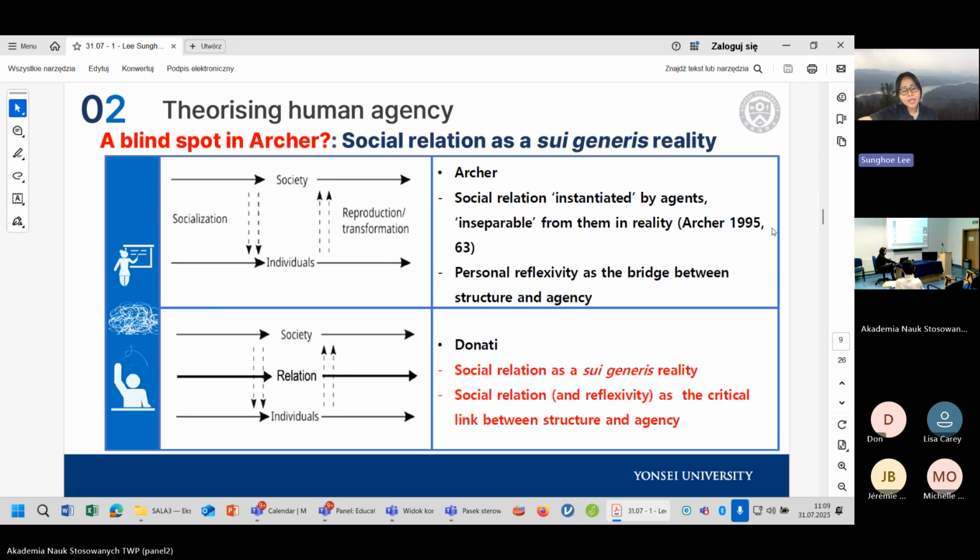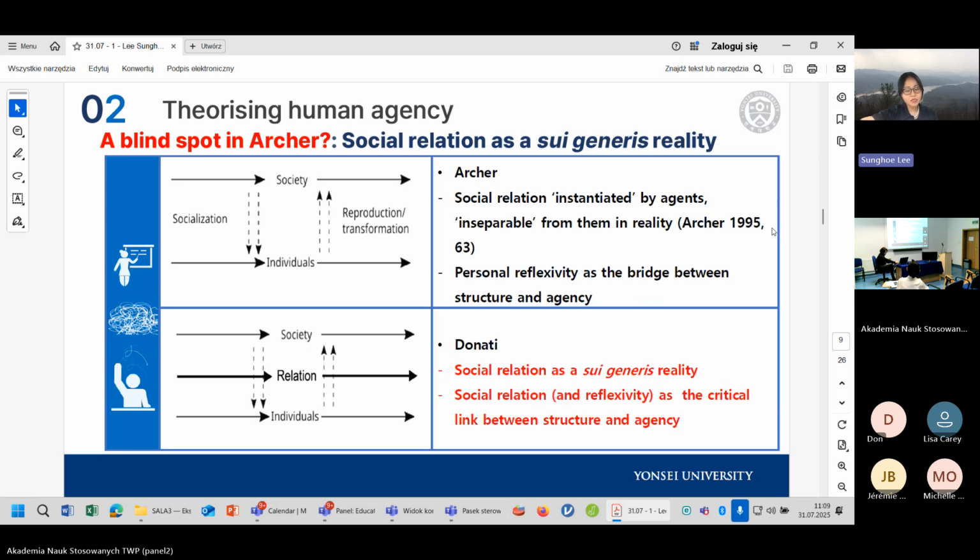Any blind spots in Archer? However, Archer treats social relations merely as ties instantiated by individuals. She does not grant them ontological status with its own causal powers. The social relation is either treated as structural backdrop or subsumed under individual action, like "I collaborated with him." That is where Donati enters the conversation.